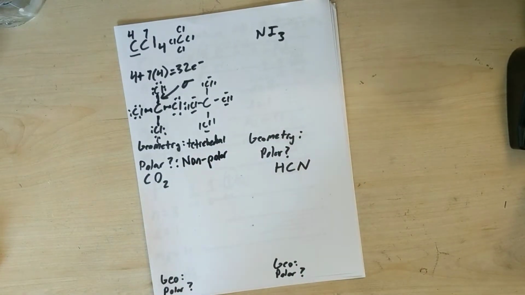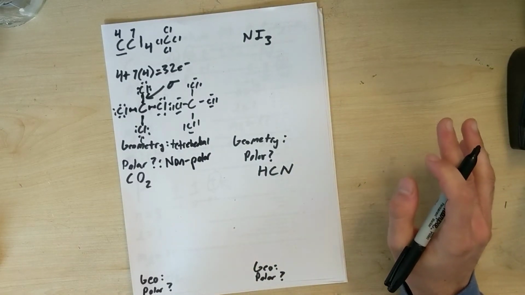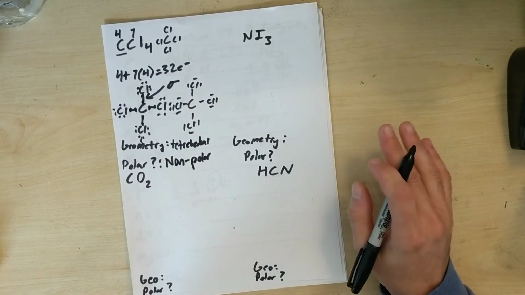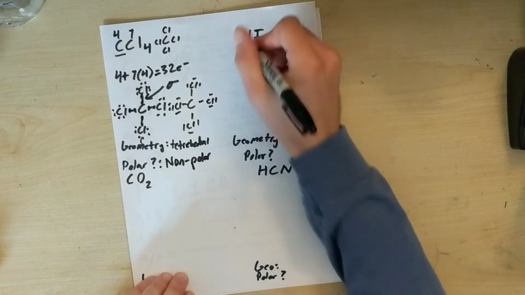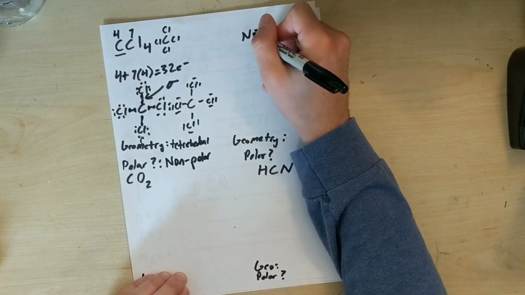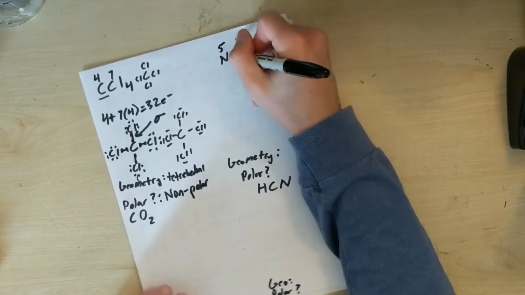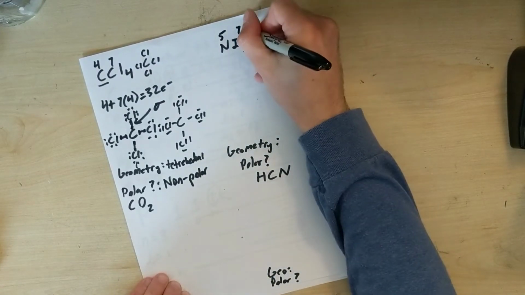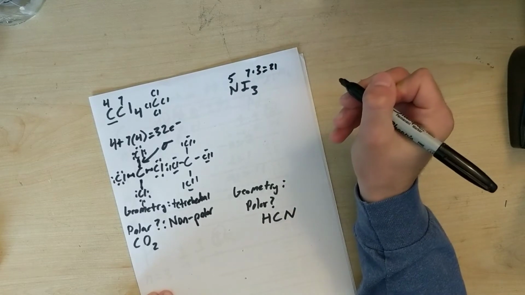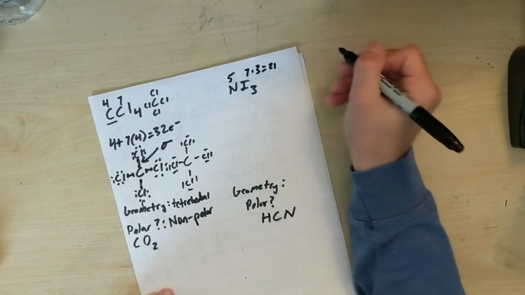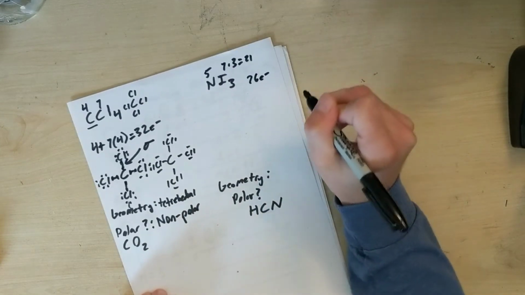Okay? All right. So that's kind of a general idea of how you're supposed to approach it, and I'll go a little bit faster through the next few of them and just try to follow along. So nitrogen. Nitrogen is in group 5, so this is going to be 5, and then iodine's in 7. So we're going to end up with 7 times 3. That is 21. And 21 plus 5 is 26, so we should have 26 electrons in this guy.